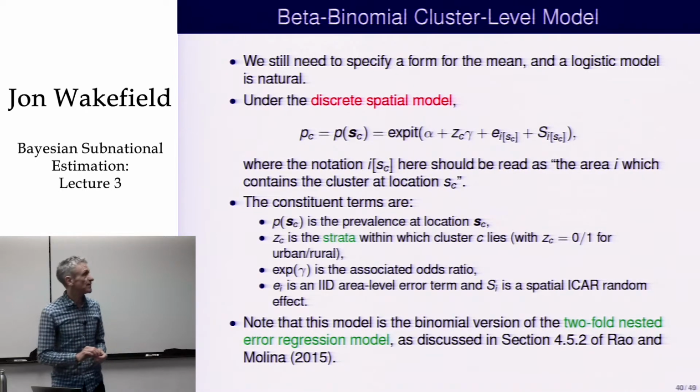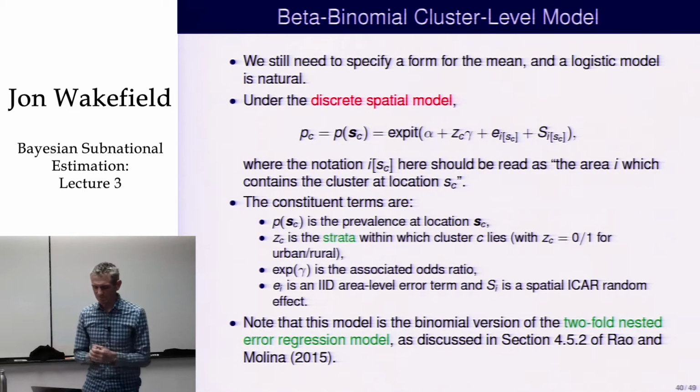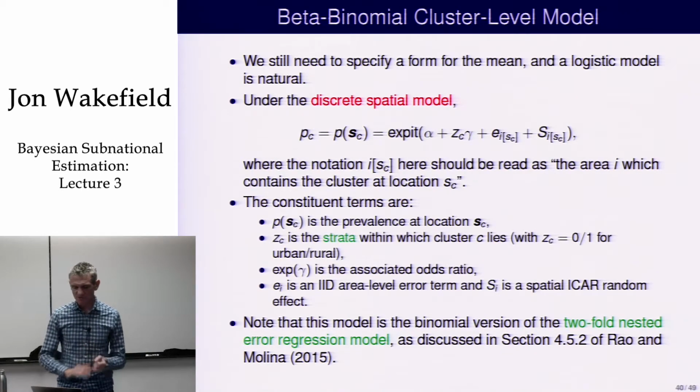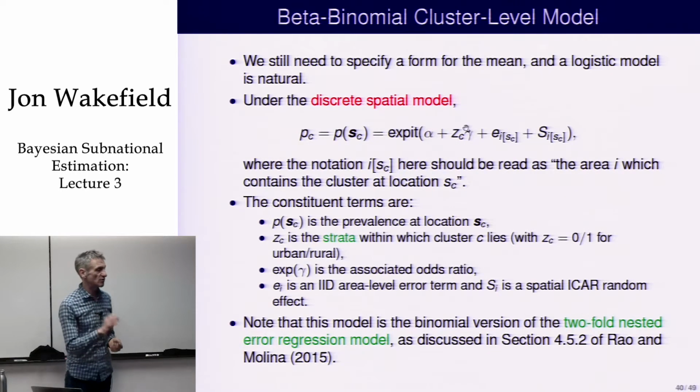So we haven't thought about how we're going to model the mean. Well, now we can go back and model the mean as we would in a binomial distribution. For example, we can say the mean for a cluster sampled at location s_c has an intercept. We can put an urban-rural indicator in here, whether this cluster was in an urban or a rural region. That allows us to acknowledge the design.